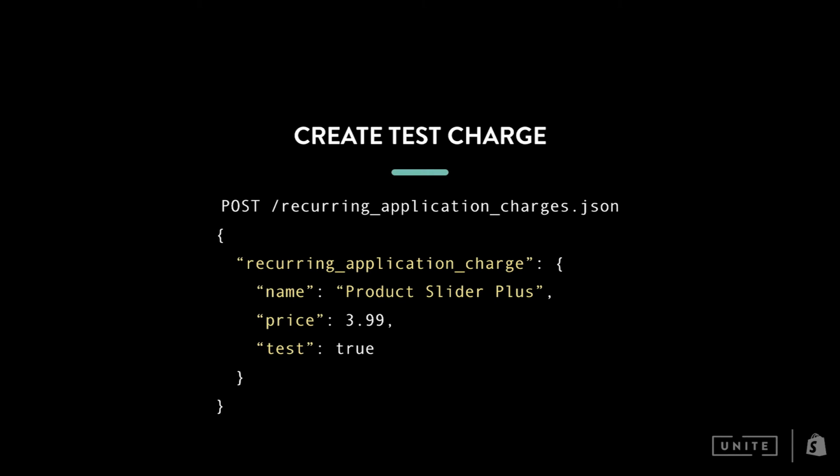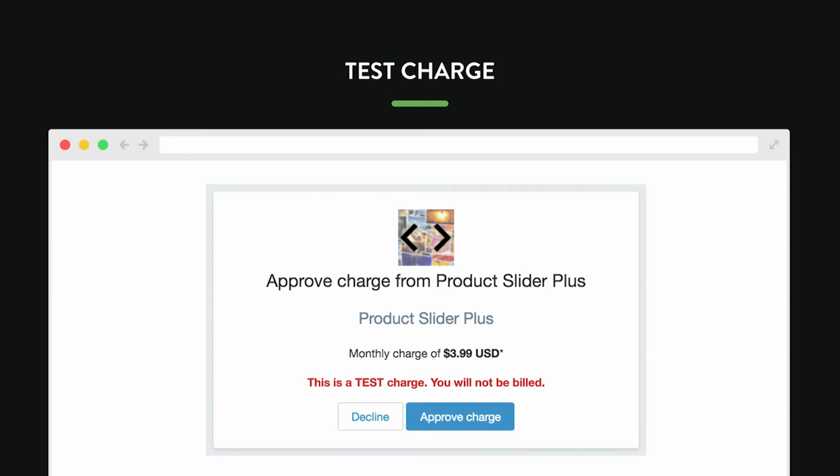And also, when you redirect to the approval page, you'll see there's a big red message that says, this is a test charge, you will not be billed. Remember though, turn off test mode before going live, because you do not want your merchants to be using test mode. Otherwise, you just won't make any money.